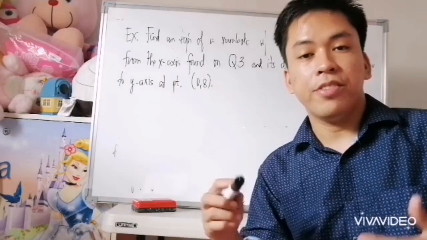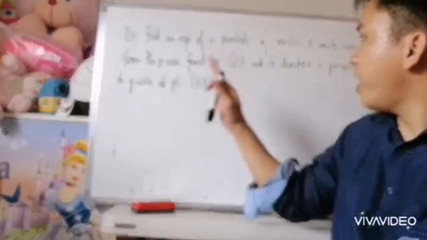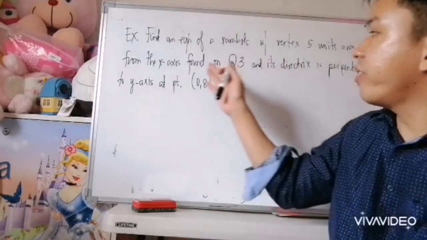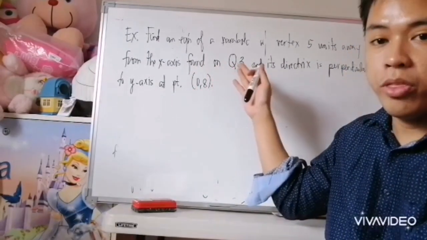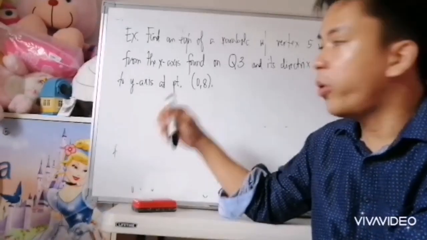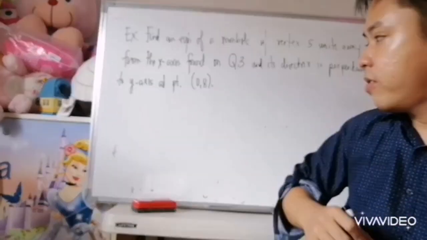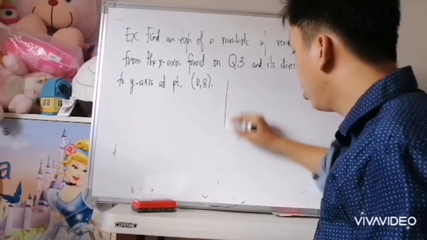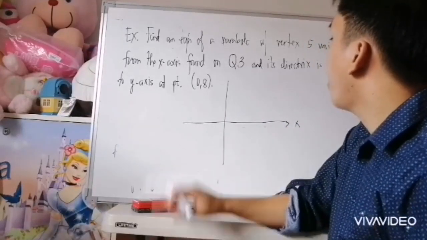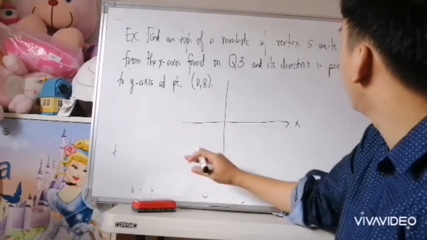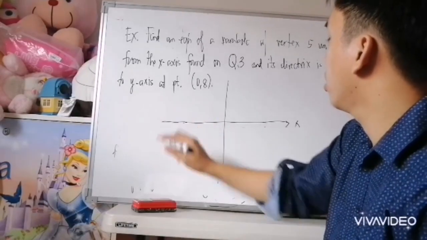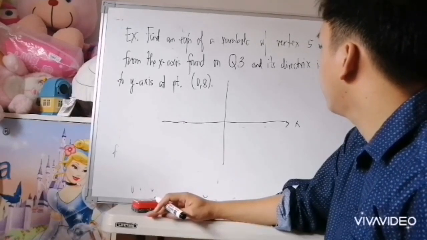Okay, so let's consider another example here. We're asked to find an equation of a parabola with vertex 5 units away from the x-axis, found in quadrant 3, and its directrix is perpendicular to the y-axis at point (0, 8). So let's imagine the graph here. This is your x-axis. Quadrant 3 is somewhere here, and it's 5 units away from the x-axis.